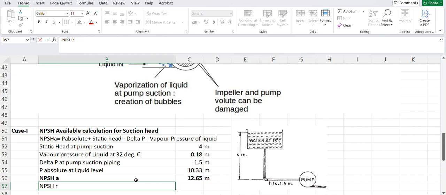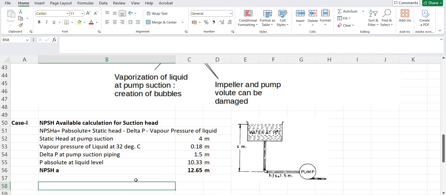Okay, that means you have an NPSH margin, because NPSH required should be less than the NPSH available. There should be a difference of at least 3 meter as per the thumb rule. Okay, so I hope you got the idea about how to calculate the NPSH available for such an example where static head is available.